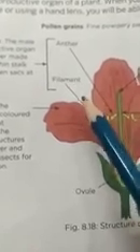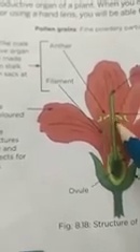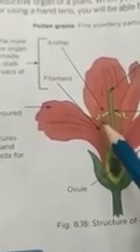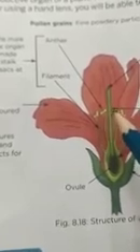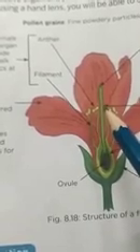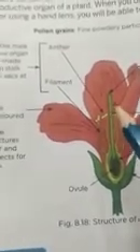Each stamen consists of a thin stalk, that is called the filament, and a two-lobed head. The two-lobed head is called the anther. Each anther lobe has two pollen sacs filled with pollen grains. Pollen grains are yellow, fine dust-like particles which consist of the male sex cells of the flowering plant.